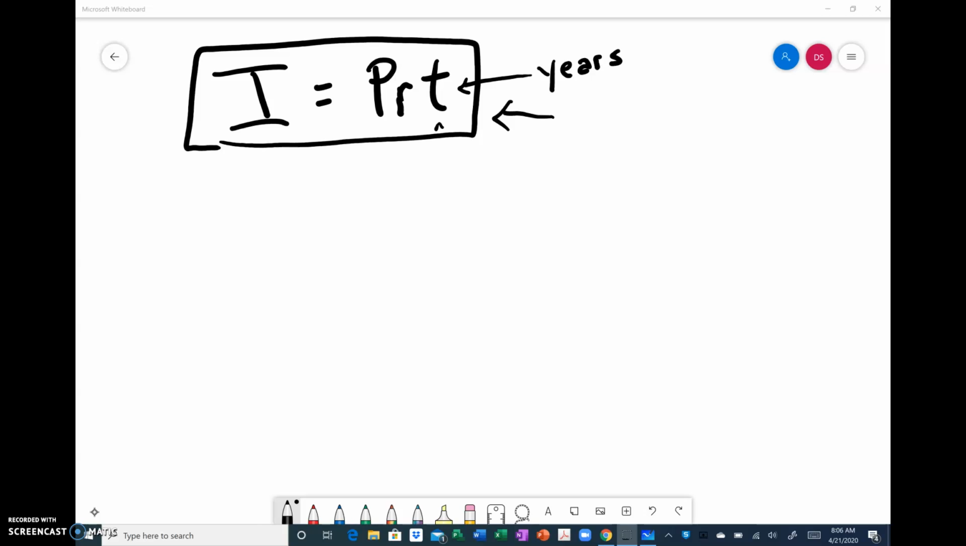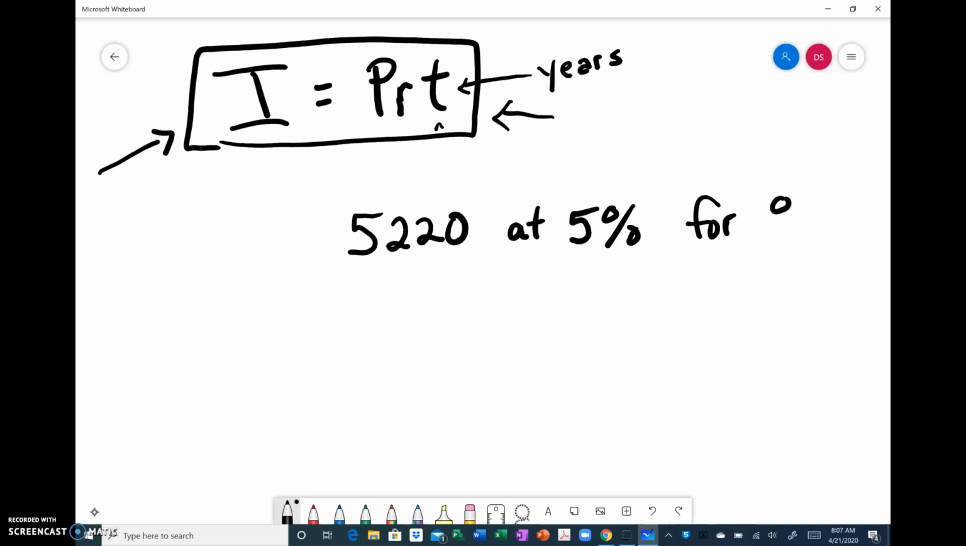Okay, here's 2 problems for you. The directions say for an account that earns simple interest. So again, you would need to know this formula. Find the interest earned. So we're just going to be looking for I. The principal in this one is $5,220 at 5% for 8 years. Okay, I believe if you hit pause, you should be able to solve this on your paper and then resume and see what the answer is.